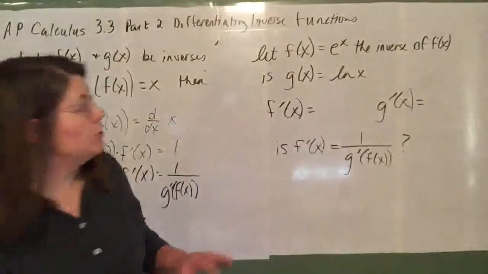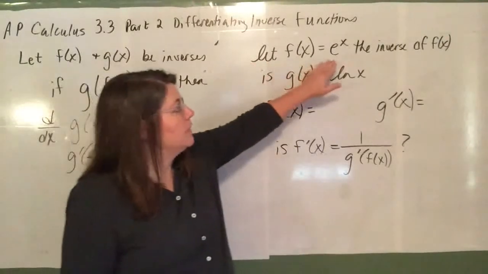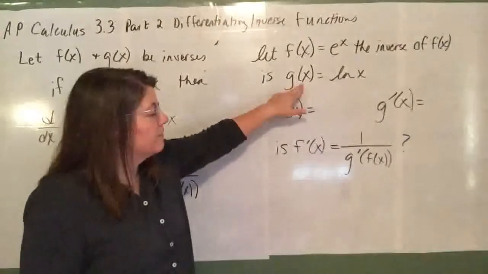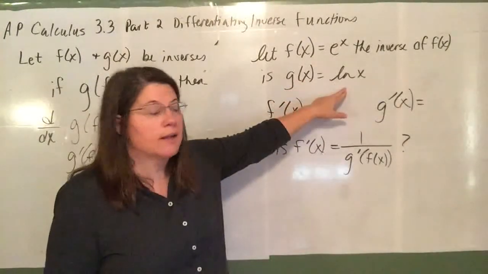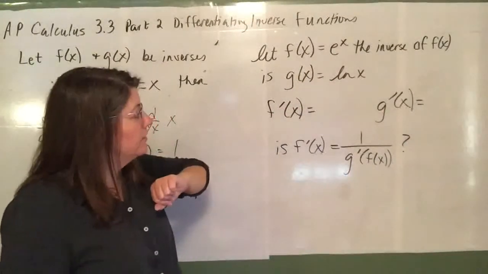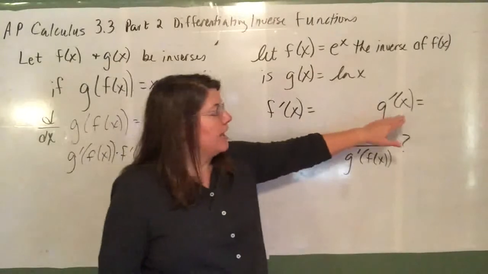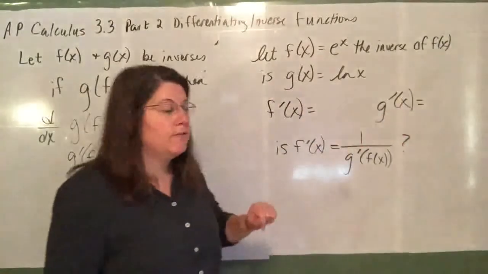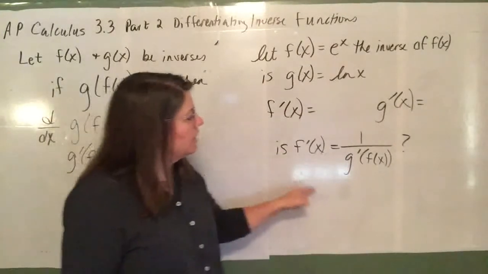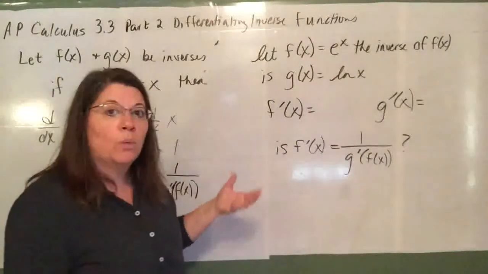If we're putting that to use in an application, here it says let f of x equal e to the x. The inverse of f of x is g of x. And we know from previous knowledge that the inverse of e to the x is natural log of x. What we're going to do here is find f prime of x and g prime of x. We're going to find the derivatives of those two functions that we know to be inverses. And then we're going to see, does this formula that we just derived work?